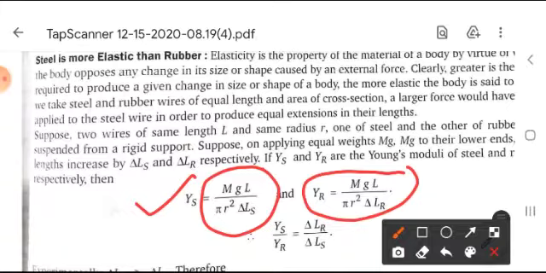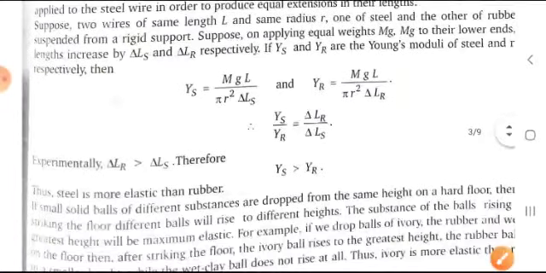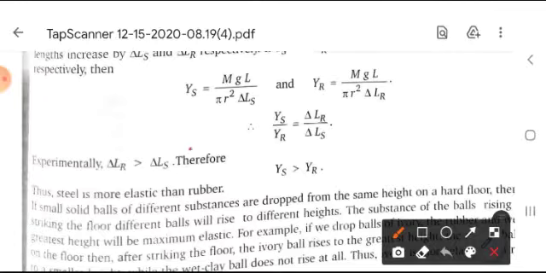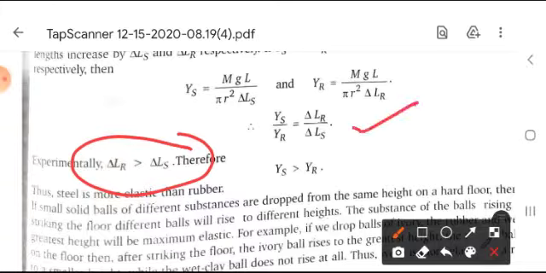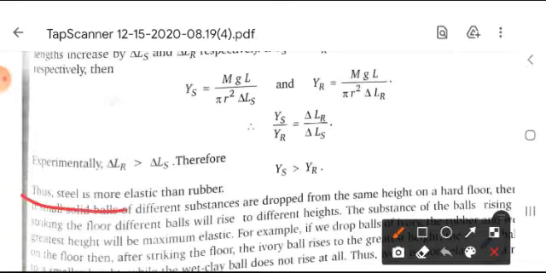If we divide and get the value Ys upon Yr, then we find delta Lr upon delta Ls. By assumption, delta Lr is more than delta Ls. So, the value of Ys upon Yr is more than 1. Hence, Ys is greater than Yr. So, we can say that steel is more elastic than rubber. If this question comes in the exam, then you have to write it down in this manner.